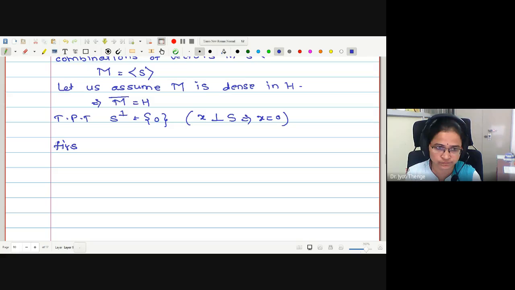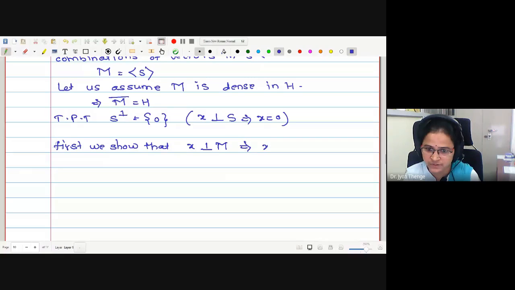First, we show that X is orthogonal to M implies X is orthogonal to M bar. Because this statement is going to help us to prove the given result. In order to prove X is orthogonal to M bar, what actually does it mean?